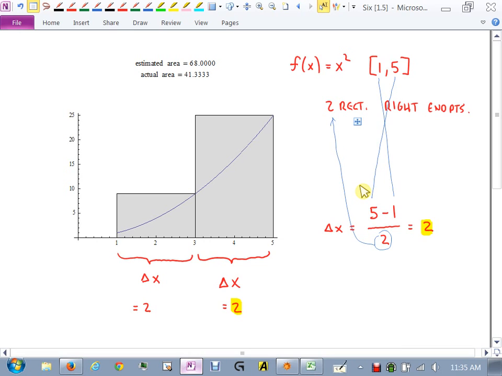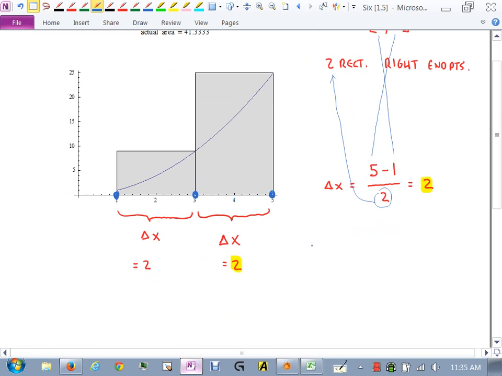Tell me about the actual points right here. What are the x values at these points on the rectangles? So I'm saying, what are these points? 1, 3, and 5. Agreed? 1, 3, and 5? So I'm going to call these 3 points here x0, x1, and x2. We said x0 was 1, x1 was 3, and x2 was 5.